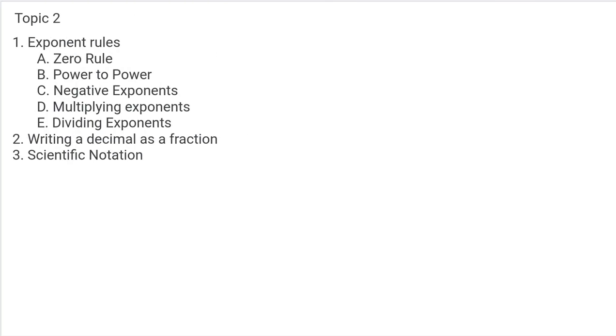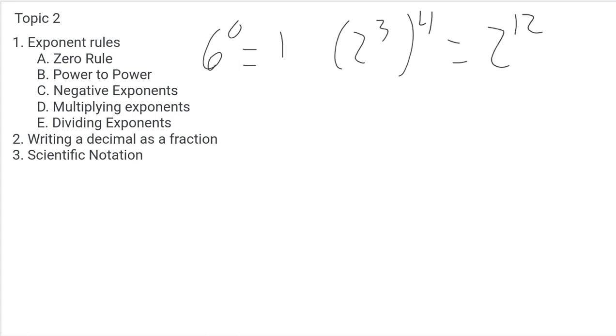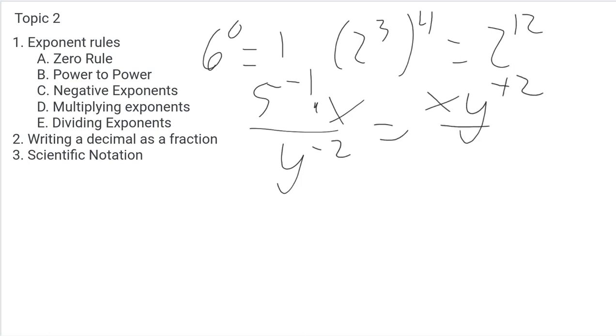Topic 2, we talked about our exponents. Anything to the 0 power is 1. Power to a power meant multiply. Negative exponents weren't allowed. So we would swap them to the other side of the fraction to make them positive. Multiplying when we're talking about exponents really just meant add the exponents.